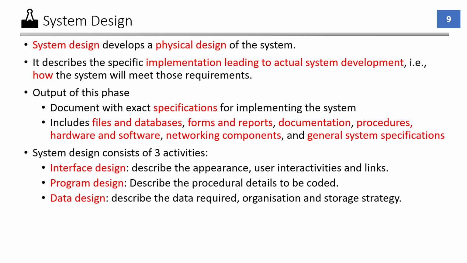These include the details about files and databases, input forms and reports, documentation and procedures, as well as hardware, software, and networking components. System design normally involves three key activities. Interface design focuses on how the system looks and how users interact with it, such as screens, menus, and links. Program design describes the detailed steps and logic that programmers need to code. Data design defines what data is needed, how it is organized, and how it will be stored.